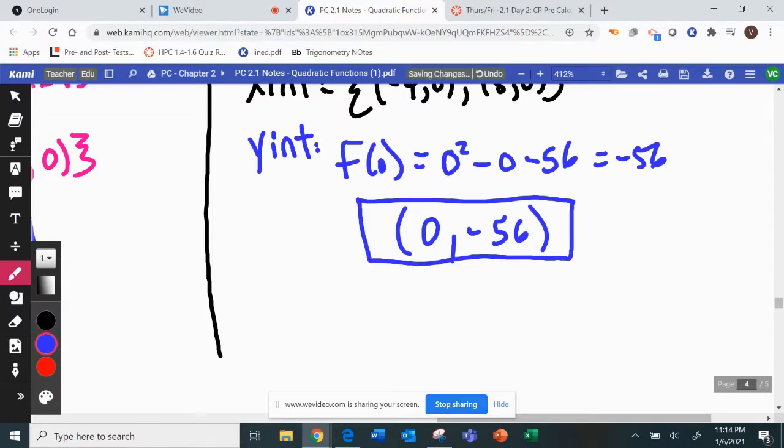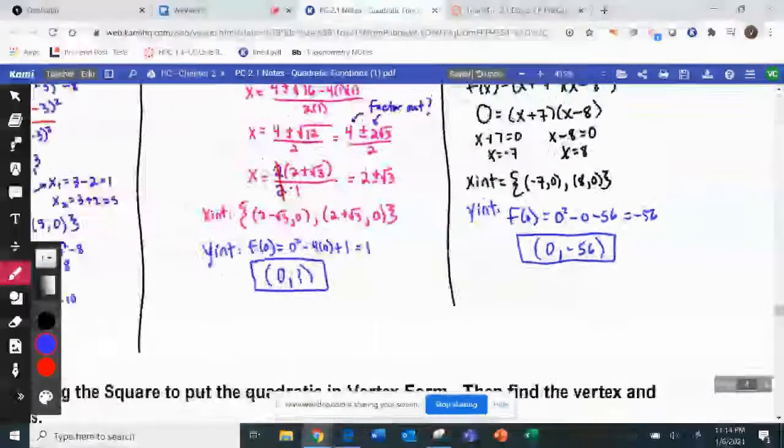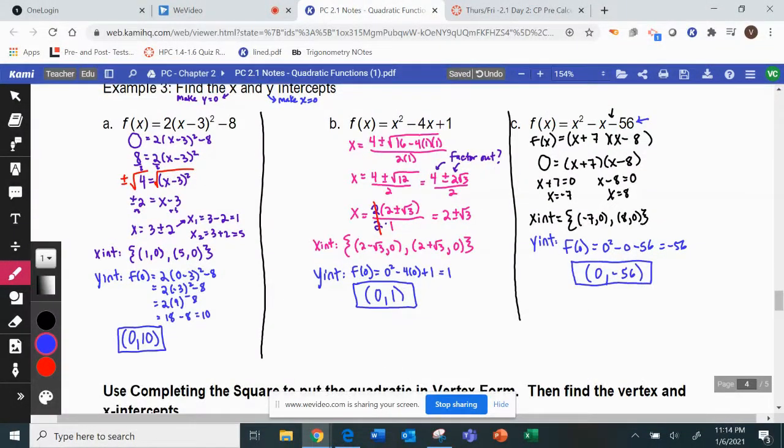On your assignment, you're going to have to graph some quadratics, and along with the graphs, you're going to find x and y intercepts, the vertex, and the axis of symmetry. One thing that I just want you to be aware of is when you graph, think about the values that you get so that you know how big to make your scale.